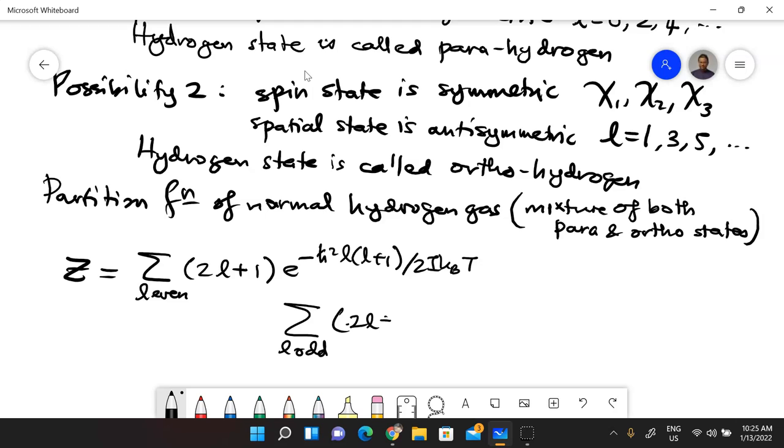So this is again the same thing. But because the odd case corresponds to the symmetric spin state, because there are three different symmetric spin states, then you have this sort of spin degeneracy factor outside. Okay, so one can calculate the quantities which are related to rotational motion through this partition function.